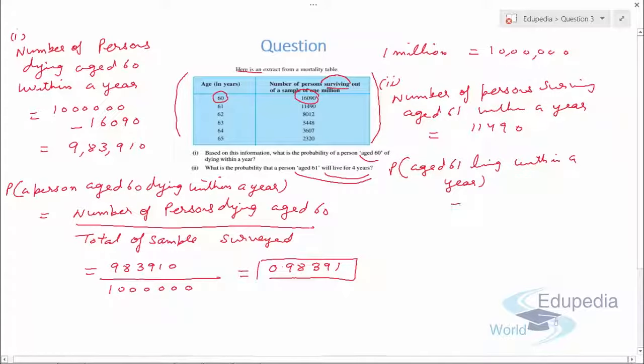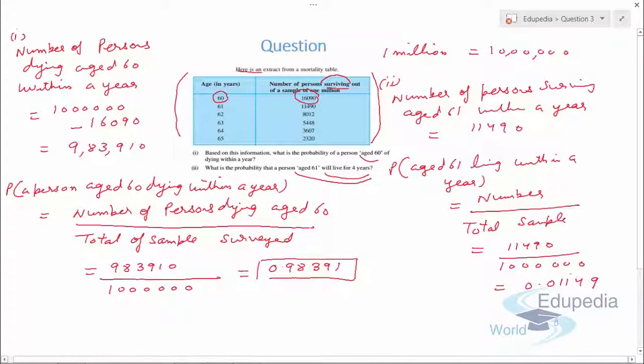So now we can find the probability of a person aged 61 living within a year, which will be equal to the number of people upon the total sample surveyed, right? So this will be 11490 upon 10 lakh. When you solve it, it will come out to be 0.01149. Now we have to find the probability that a person aged 61 will live for 4 years. This is the probability for 1 year, so we have to multiply this probability for 1 year 4 times.